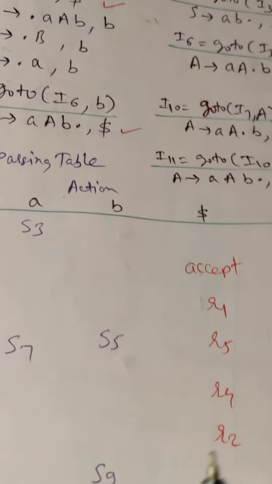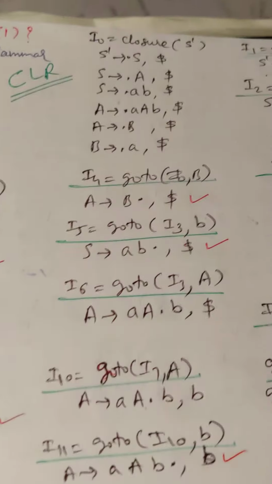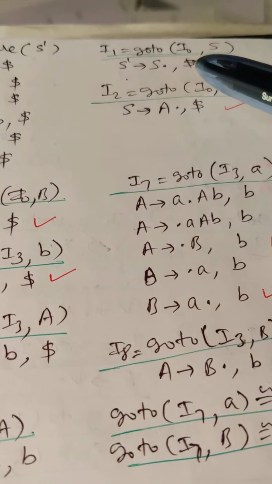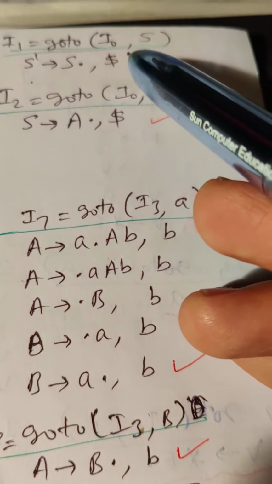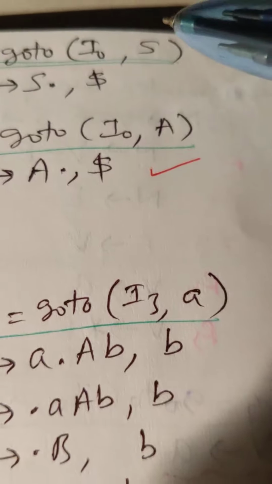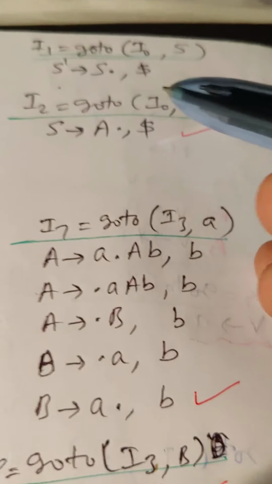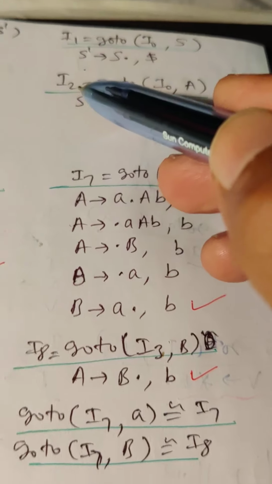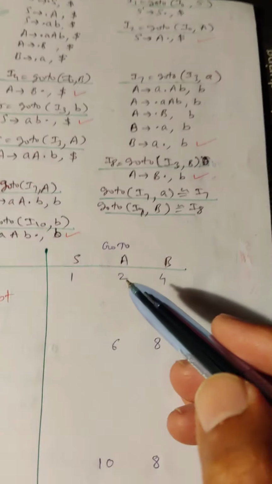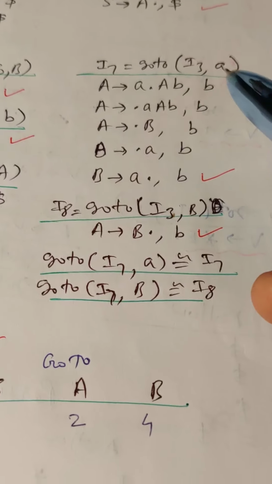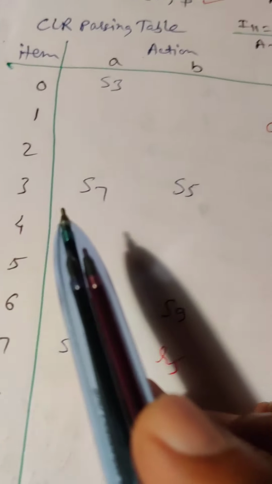Okay, now let's start writing shift and go to entries. So what you see, just in the titles, you'll find here go to what? I0 comma S. So I0 comma S is item number 1, so you write item number 1. Similarly, next you have I0 comma A is 2. Then go on making entries. I3 comma A is 7. So I3 comma A is S7.